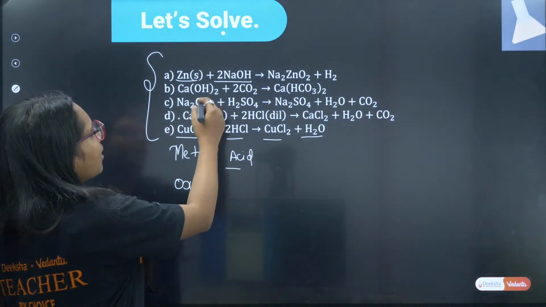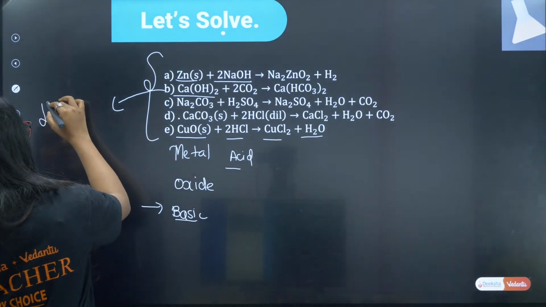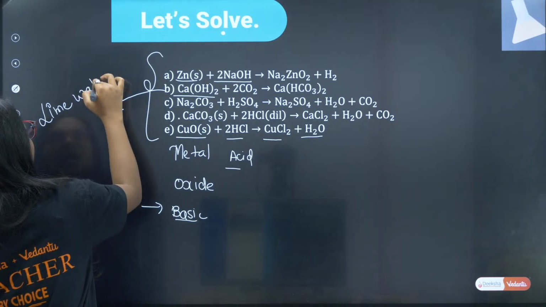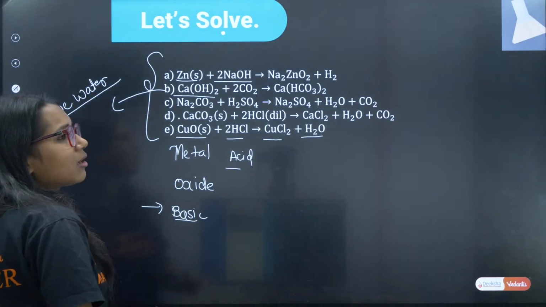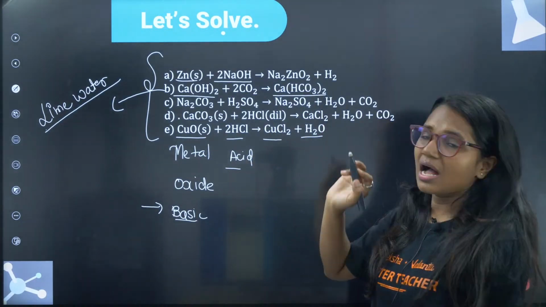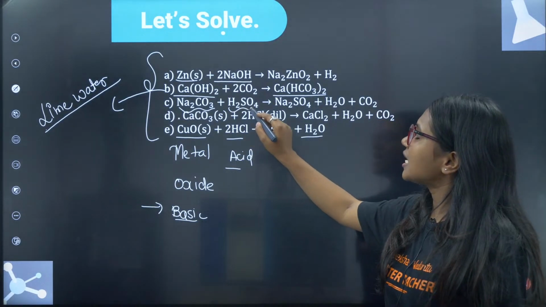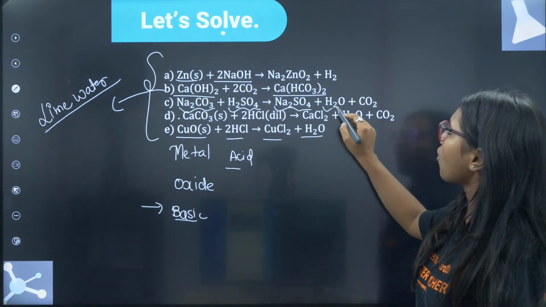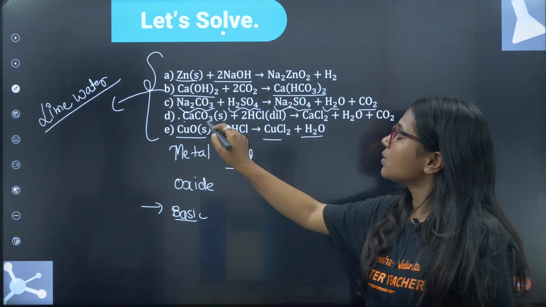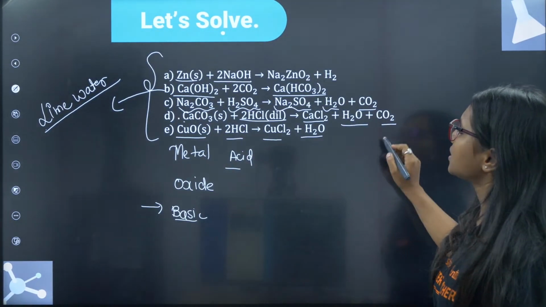So, here calcium hydroxide is called lime water. Correct? Calcium hydroxide is called lime water. When you pass excess of CO2, you get calcium hydrogencarbonate. Sodium carbonate plus H2SO4, Na2SO4, water plus CO2. Calcium carbonate plus HCl, calcium chloride plus water plus CO2.